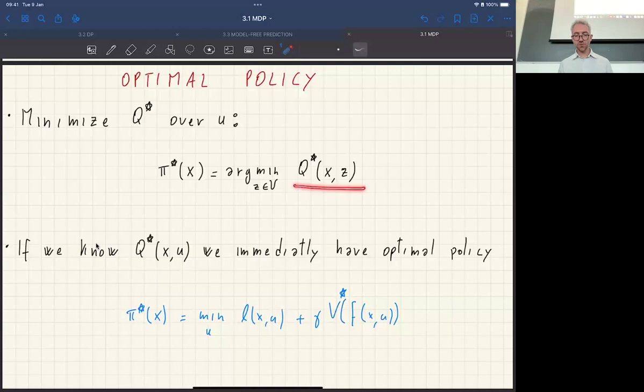So it's better to know Q, because if you know Q, you can directly minimize it and obtain pi. Whereas if you know V, then you also need to know F and to know L in order to obtain pi. F is not the probability matrix. Yeah, it's equivalent to that, and we don't know the probability. In reinforcement learning, the assumption is that you don't know it. You can just basically observe the system evolve.